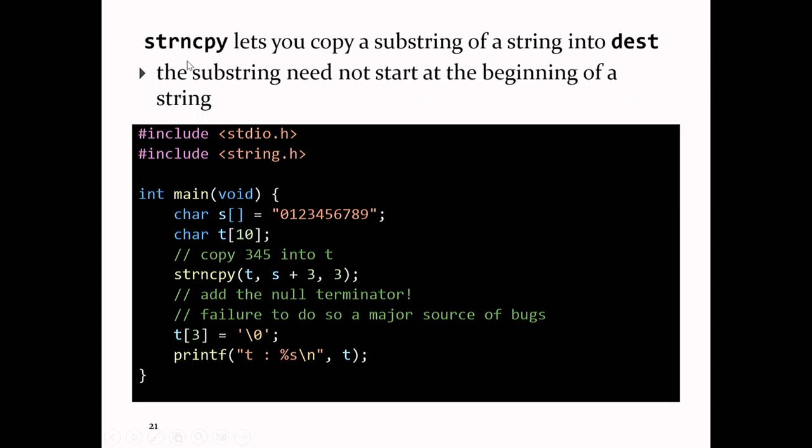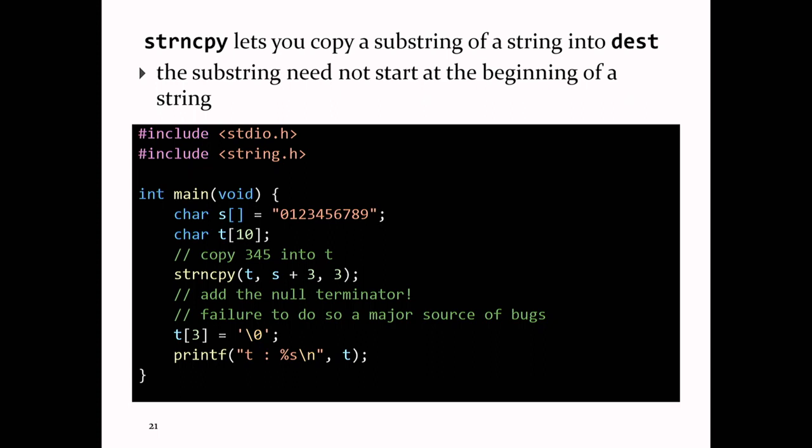This one says strncpy lets you copy a substring of a string into a destination. That's one of its uses. So strncpy is the version of the function you want to use if you want to copy part of a string into another string. So for example, here's my string s. It's the characters 0 through 9. Here's my array t, which I also want to be a string. Now, notice there's a bunch of comments down here.